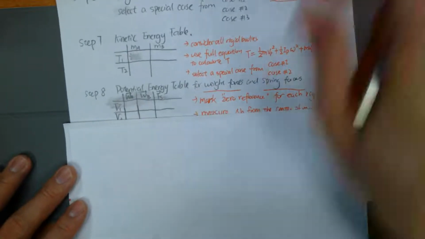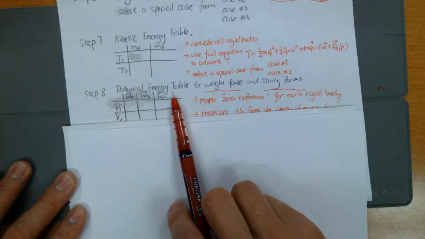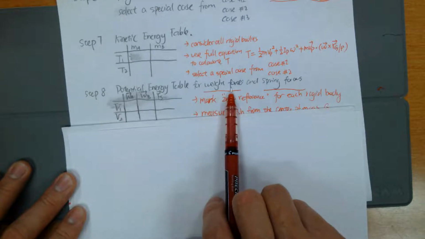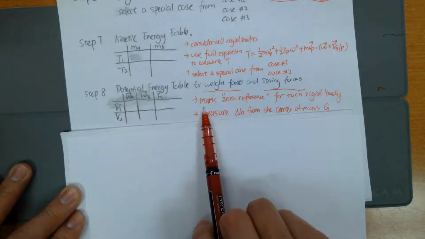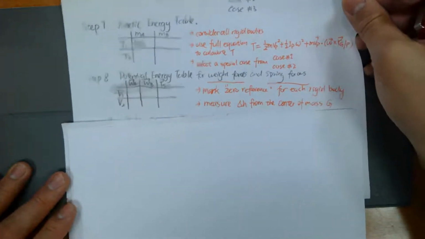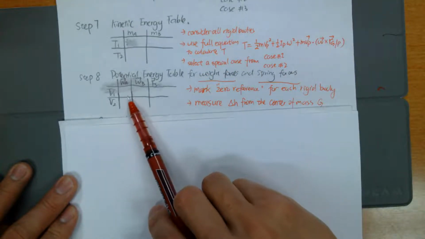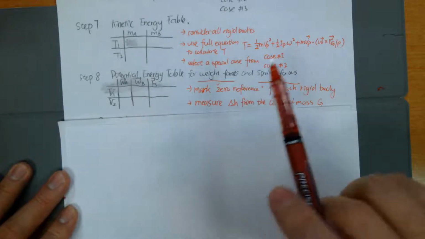Step 8 is to create a table for your potential energy. Those potential energies are going to come from all your weight forces and spring forces. And you need to make sure to mark your zero reference for each rigid body so that you can put their potential energy according to their zero reference.